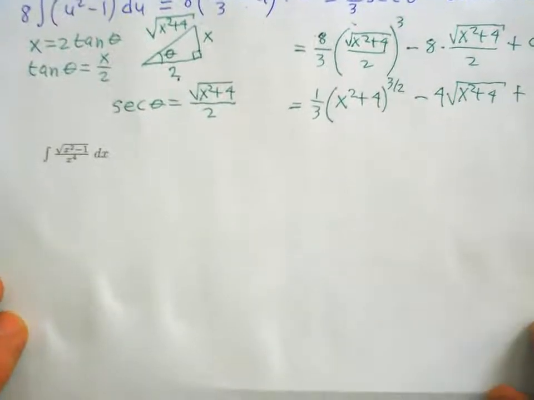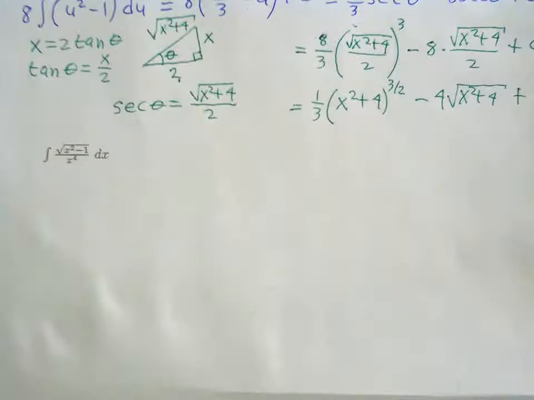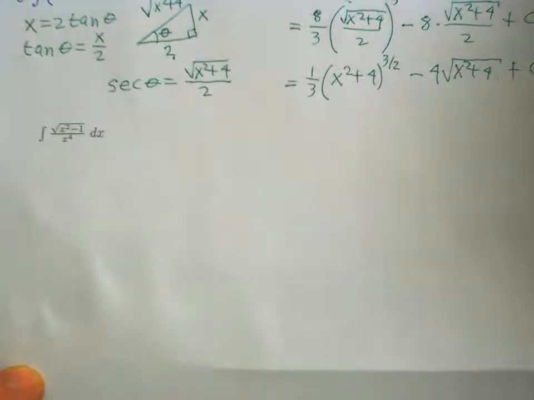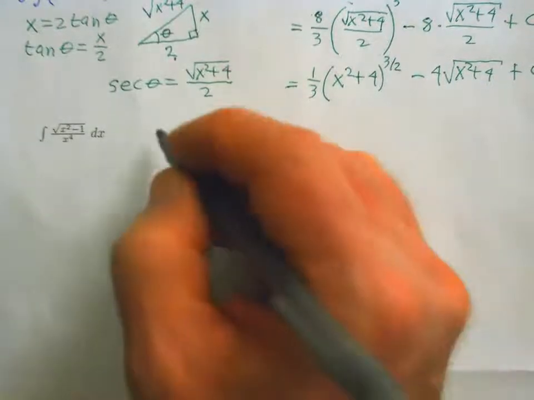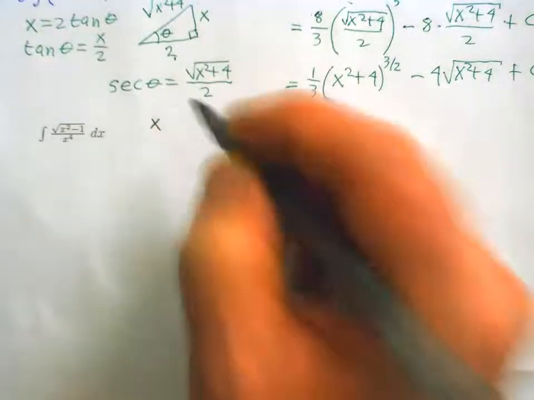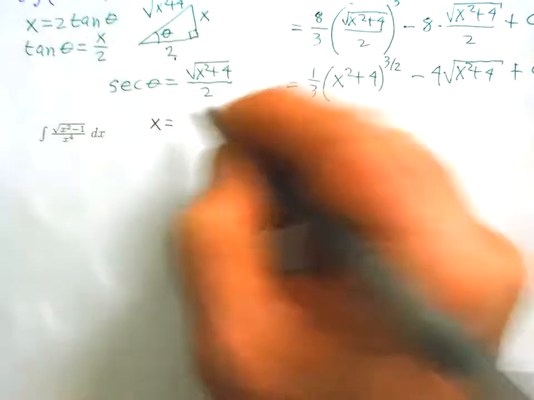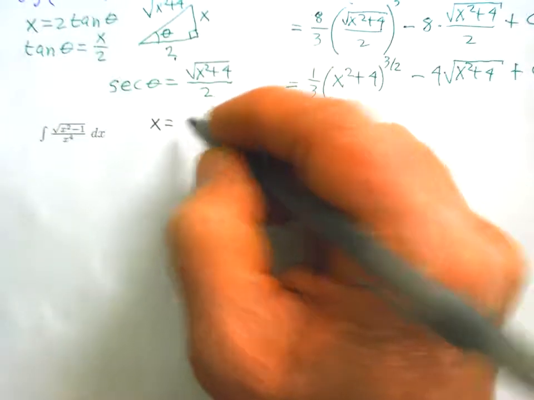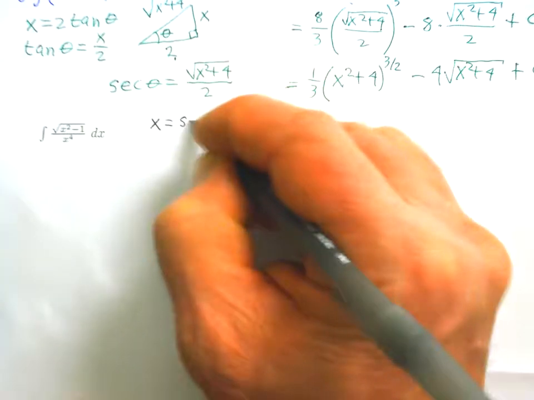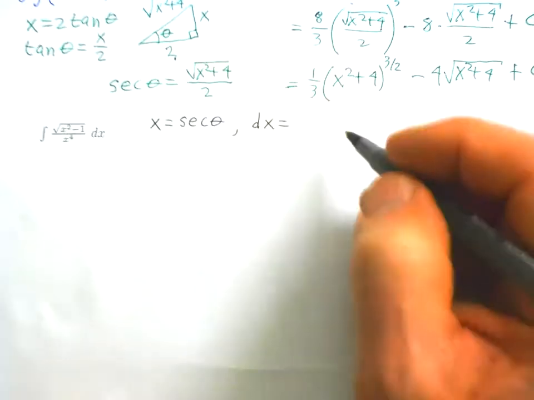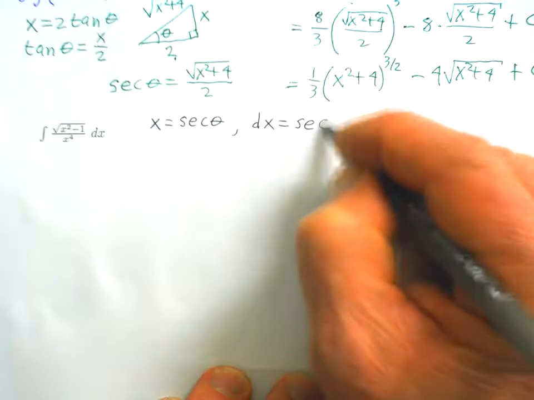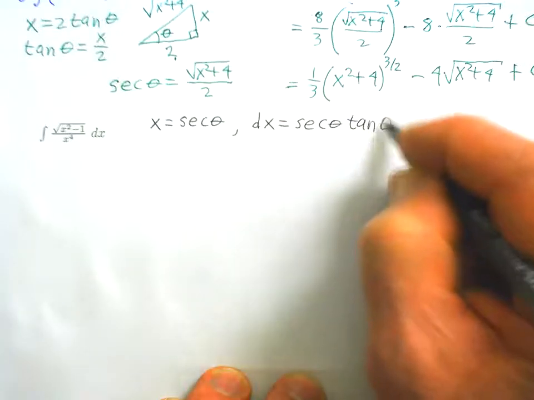The indefinite integral of the square root of x squared minus 1 divided by x to the 4th. Okay, so on this one, since we see the square root of x squared minus 1, we'll pick the substitution for x. x equals 1 times secant of theta, or just x equals secant of theta. And so dx is secant of theta times tangent of theta d theta.